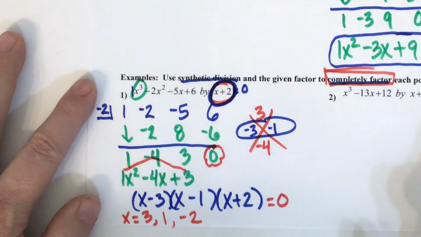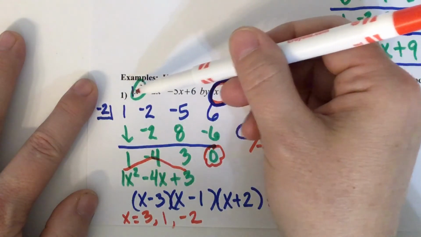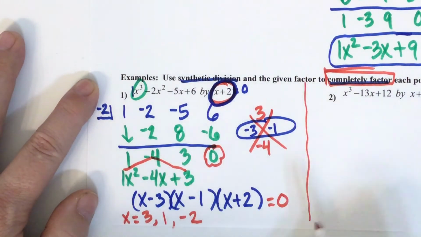So synthetic division helps us, if we get a remainder of 0, by completely factoring a problem and finding the zeros. Now granted, I could have put this in the calculator and found the zeros just as easily. But sometimes the zeros don't come out so pretty, which we're going to see in future lessons, but the synthetic division will still help us in the process. Okay, one more.